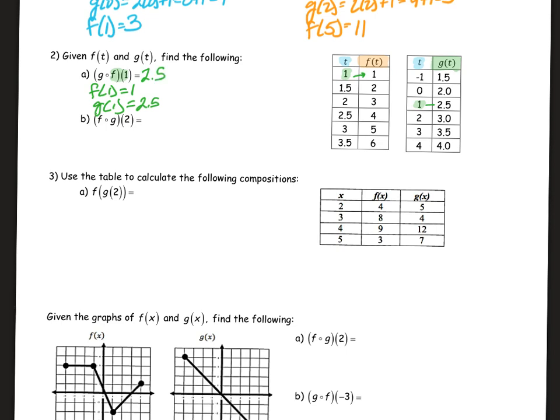Okay? So here again, we want to go g of t this time. So g of 2. So I'm going to go to my g table, g of t, and here's g of 2, which equals 3. And then I want to find f of 3. So I go to my f table and I find 3, and my answer is 5.